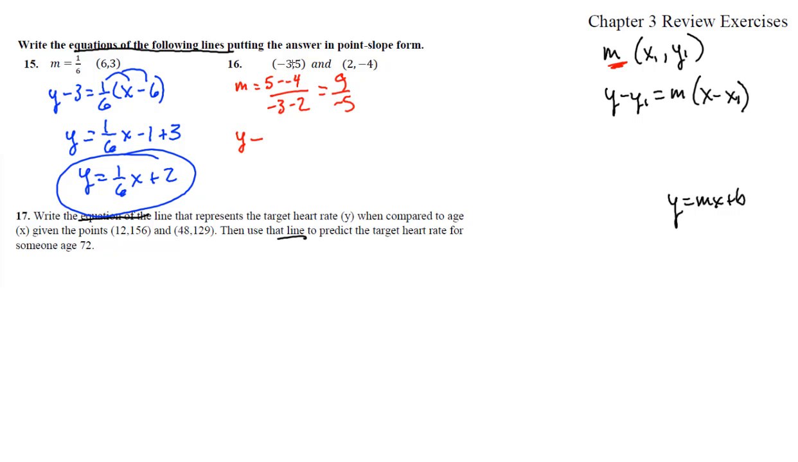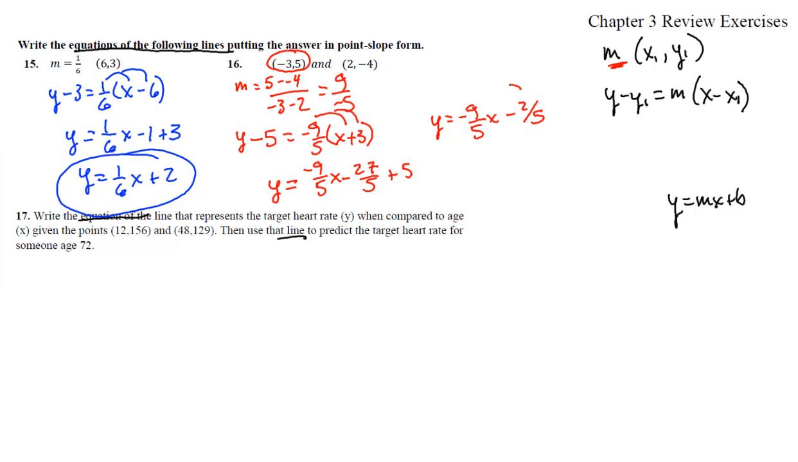So y minus the y value, and you can pick either point. It better come out to be the same. Y minus 5 equals -9/5 x minus -3. Good. So what do we get here? We get -9/5 x minus 27/5. Add the 5 from the other side, and that gives y by itself, and that allows us to write y equals -9/5 x minus 27/5 plus 25/5. So that's -2/5. Excellent. So moving on to number 17.